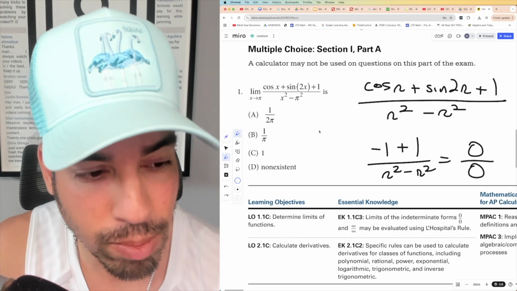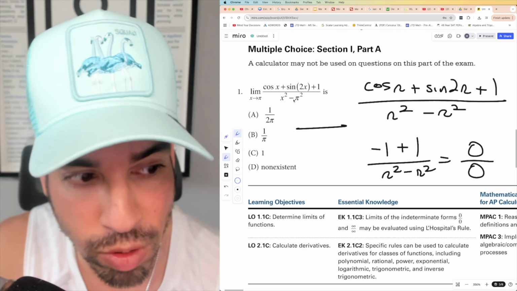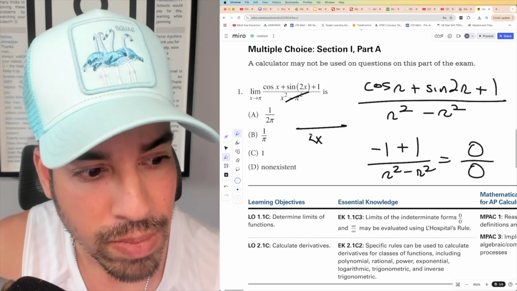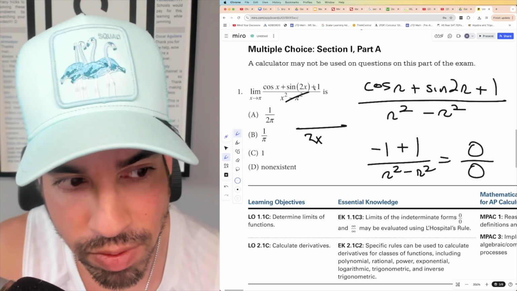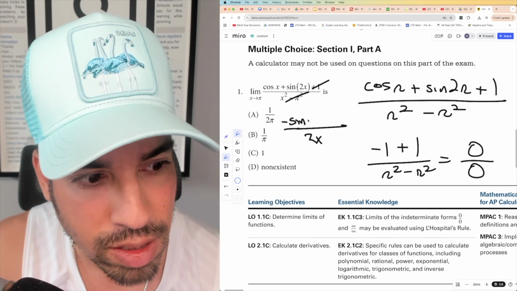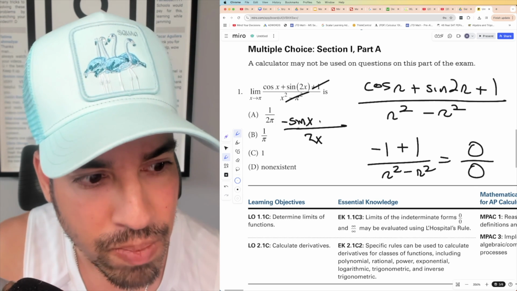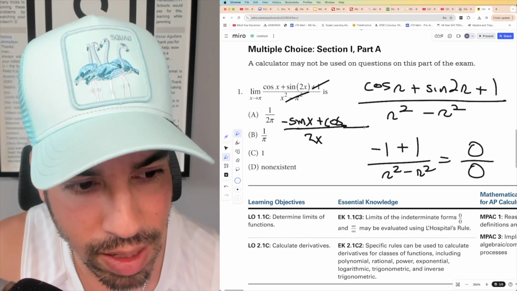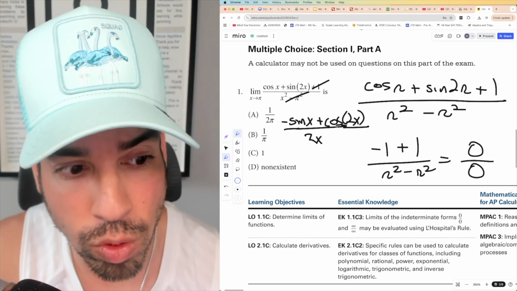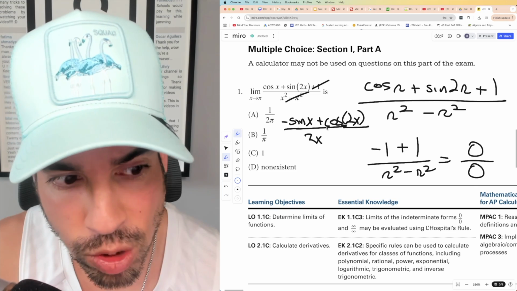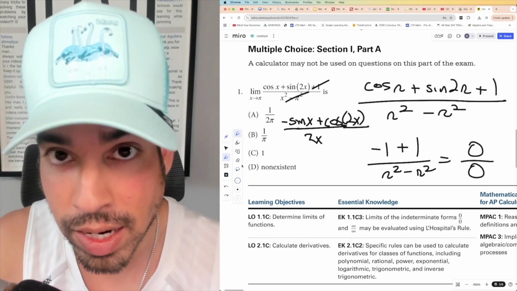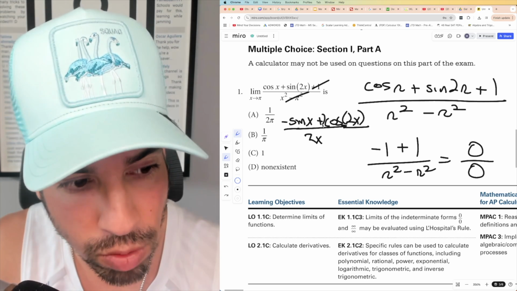So we're going to do that simultaneously. We're going to take the derivative of the bottom. Derivative of a constant goes to 0. Derivative of x squared is 2x. Now we're going to take the derivative of the top. Again, derivative of 1 goes to 0. Derivative of cosine is negative sine of x. Derivative of sine is cosine of x. But again, this is 2x, meaning we have to use the chain rule. So we take the derivative of sine of 2x, which is cosine of 2x, times the derivative of the inner argument. The derivative of 2x, power rule, is 2. So I'm going to throw that in the front.